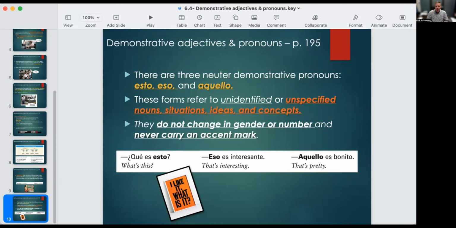They're adjectives when they are used with the noun, no accent mark. They're pronouns when they're used in place of the noun, with an accent mark. And when they are neuter gender reflecting ideas or concepts, they end in an O and no accent marks for those.